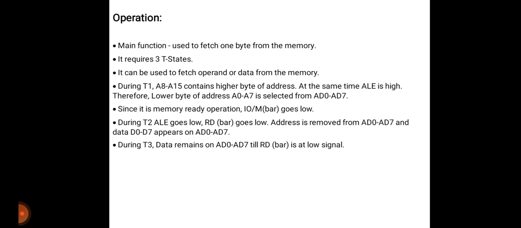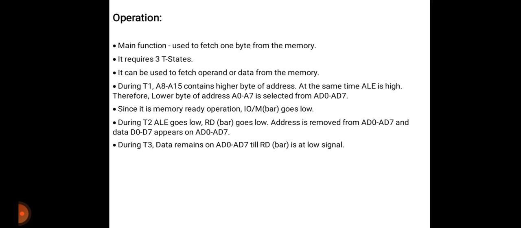Address is removed from AD0 to AD7 and data D0 to D7 appears on the AD0 to AD7. Then during T3 state, the data remains on AD0 to AD7 till RD bar is at low signal, means RD bar is at logic 0.